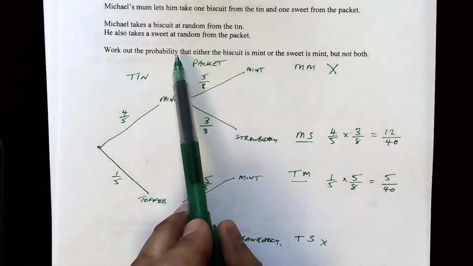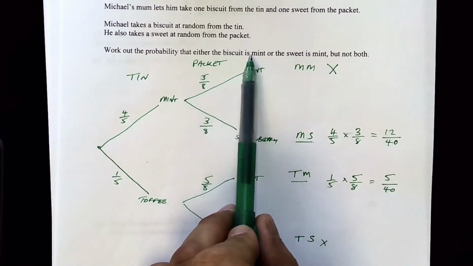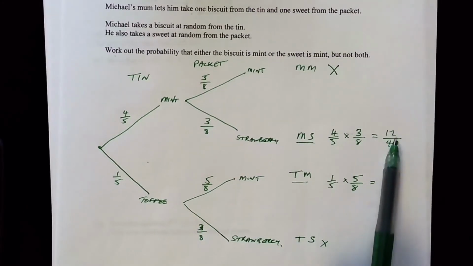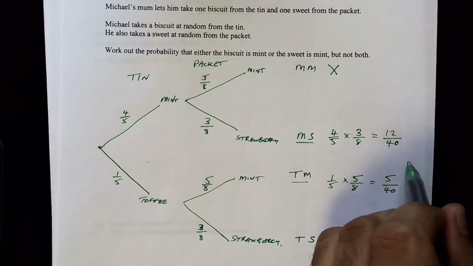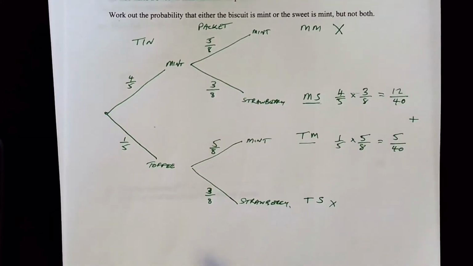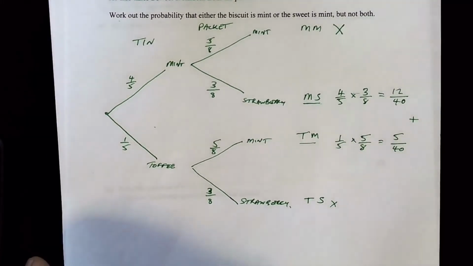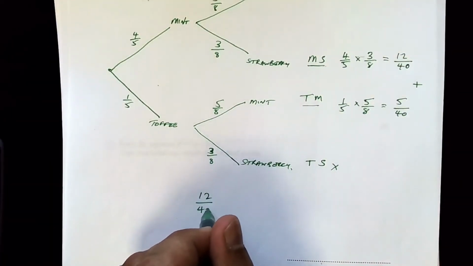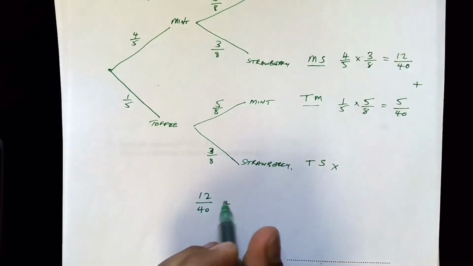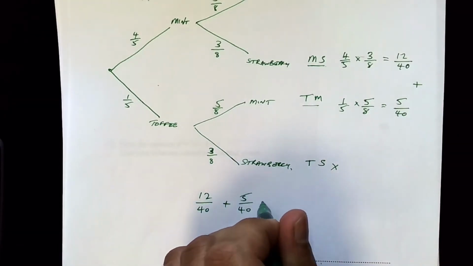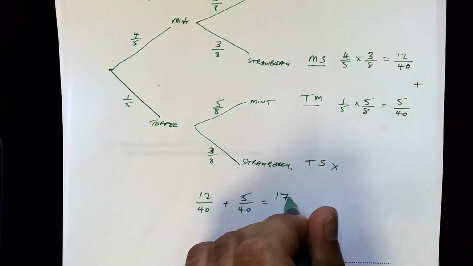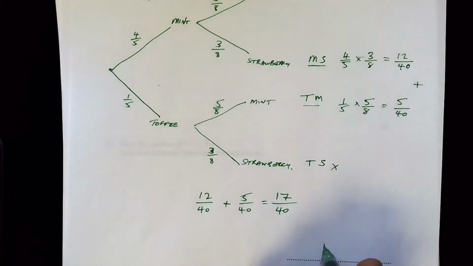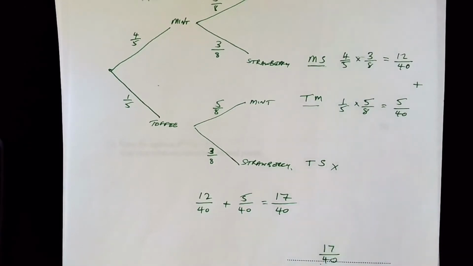And again, the question reads, either a mint biscuit or a mint sweet. So for the last step, what we need to do is add these two fractions together. So my final stage of the working out will be 12/40 plus 5/40, which gives me 17/40. And that's the final answer, 17/40.